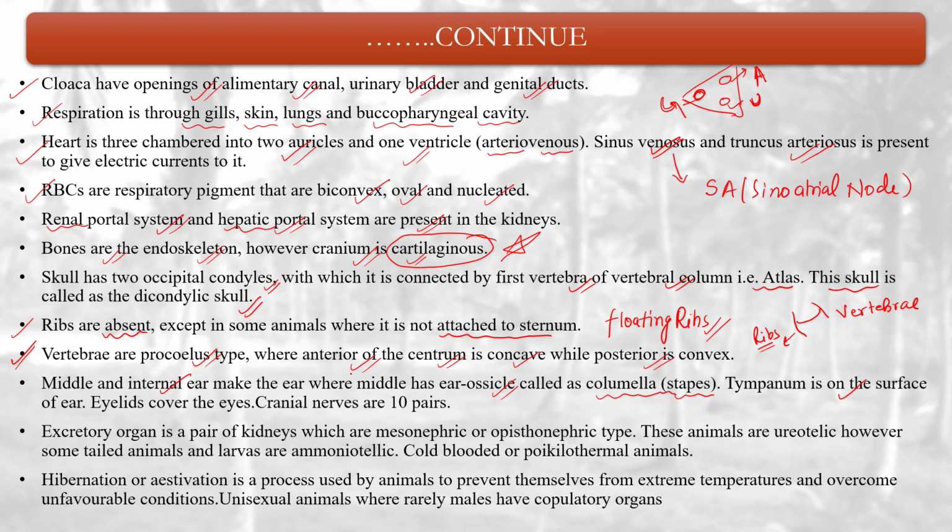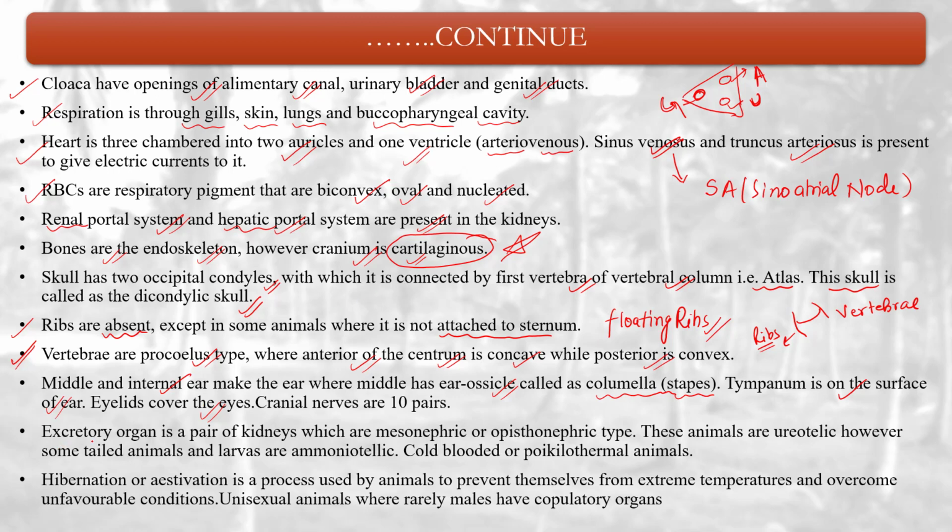Tympanum is on the surface of the ear. Tympanum means external ear. Eyelids cover the eyes. You can see in case of bony fishes, there was the presence of a nictitating membrane. The nictitating membrane is just like your eyelashes. Okay. So middle and internal ear are present. The middle ear has the ear ossicle known as columella, also known as stapes. Tympanum is on the surface of the ear. Eyelids also cover the eyes and there are 10 pairs of cranial nerves as already discussed.